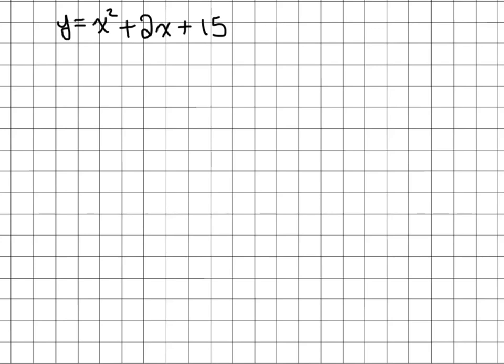All right, so I'd like you to try x squared plus 2x plus 15. I want you to change that to vertex form by completing the square.